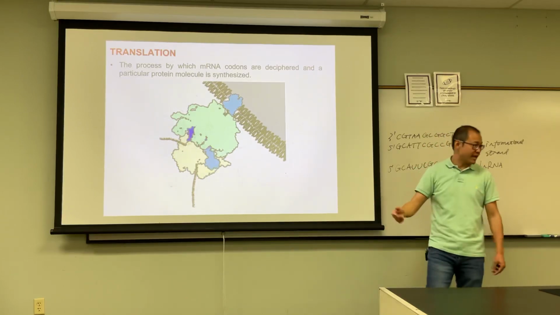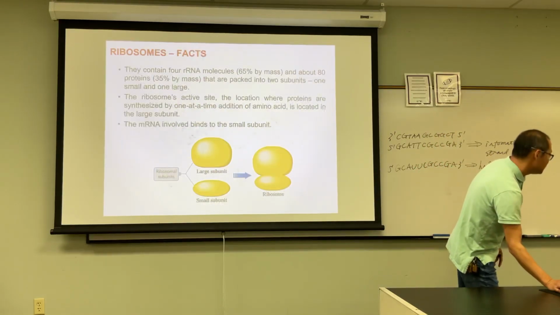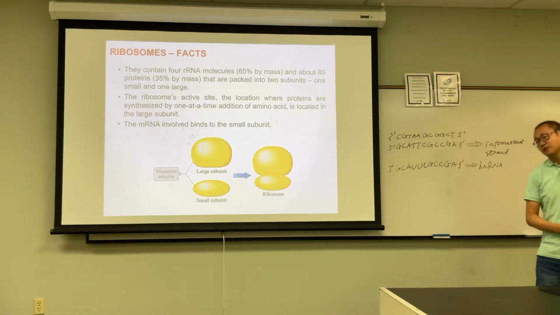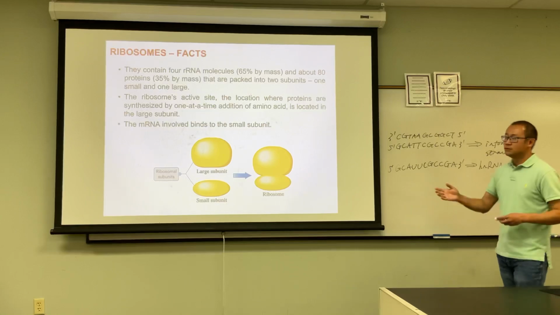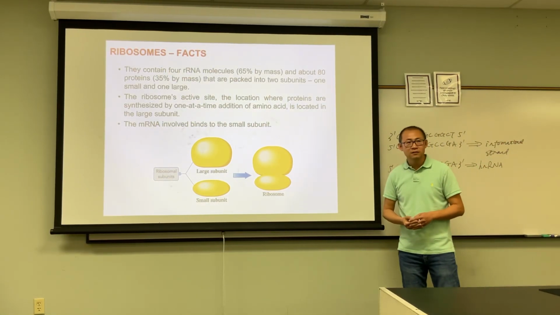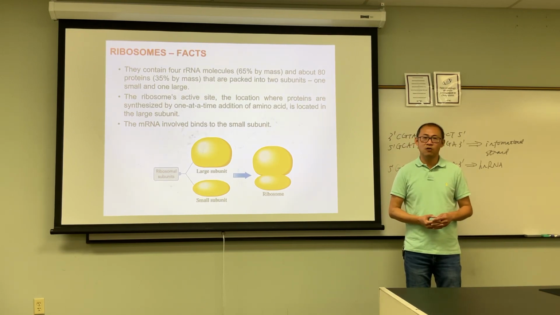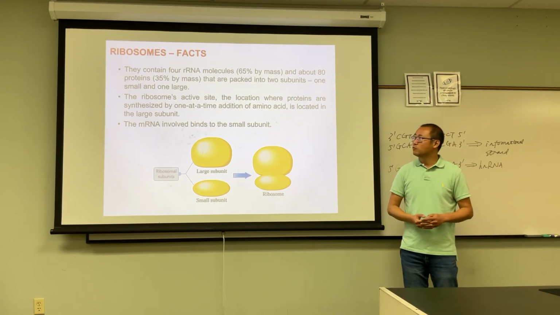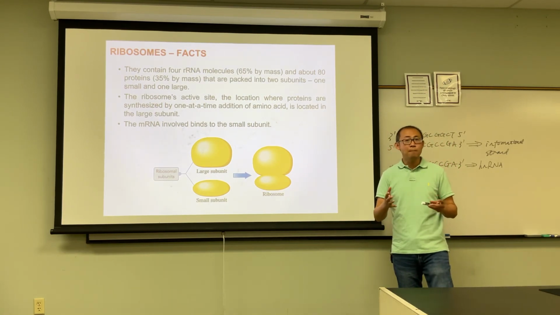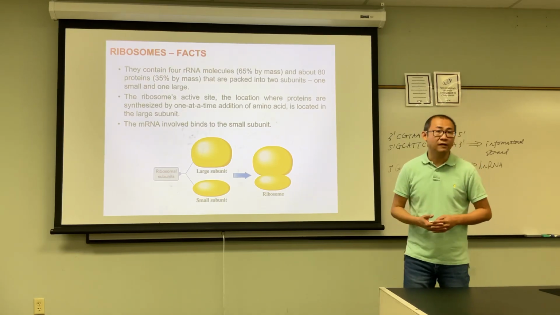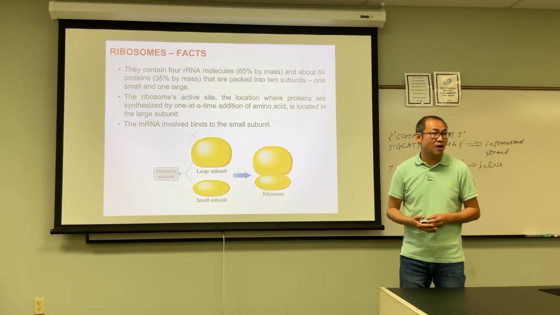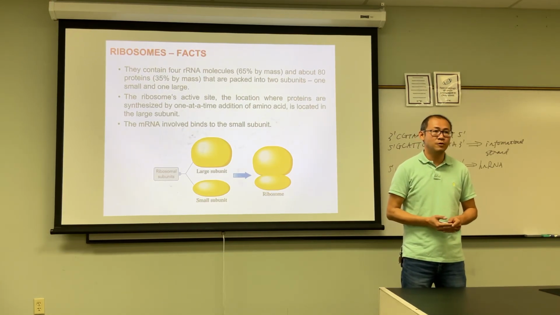All right, we can watch this again. Let's take a look at the detailed steps. Like I said, the factory where proteins are synthesized is called the ribosome. It is a cell organelle. The ribosome is a large molecule. The main component of it is RNA: 65% by mass is RNA, and 35% by mass is protein.